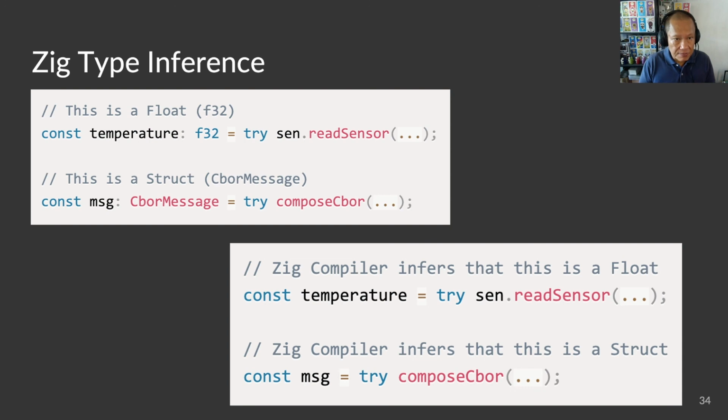All these features make Zig an easier target for automated code generation, not forgetting type inference, because Zig compiler infers these types, like F32, CBOR message, based on the functions that we call. So we may conveniently drop the types from our generated code.